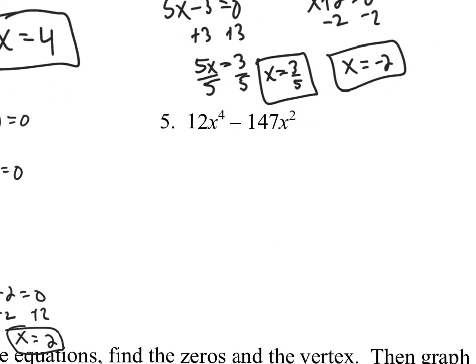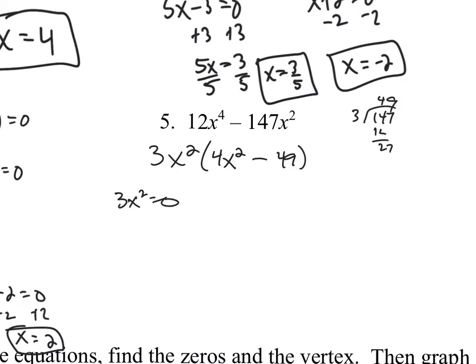This one, it looks like we have an x squared that we can take out of each one. We could also factor out a 3, so we're left with 4x squared minus, and then what's 147 divided by 3? That would be 49. So then we can set each of these equal to 0. We can do 3x squared equals 0. And then 4x squared minus 49 equals 0. This one does factor, but it's not quite as obvious, so we'll just solve it this way.